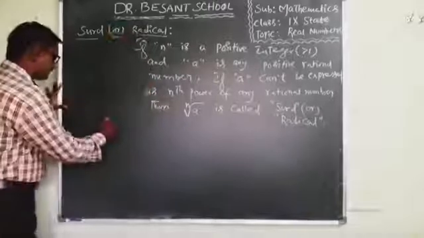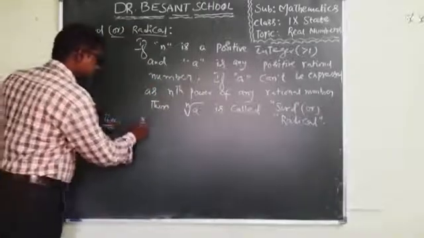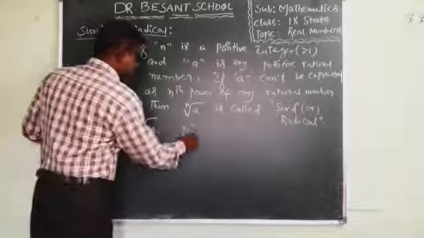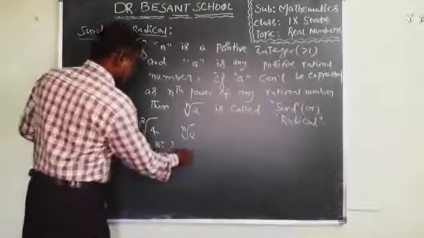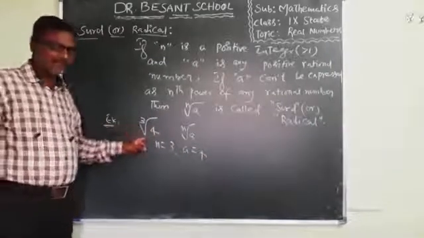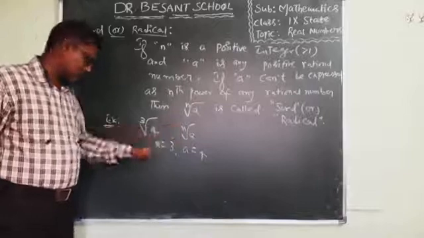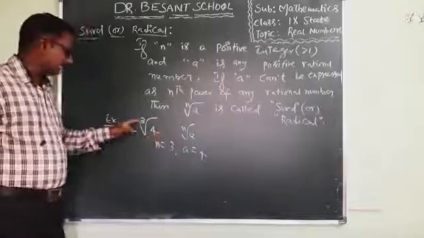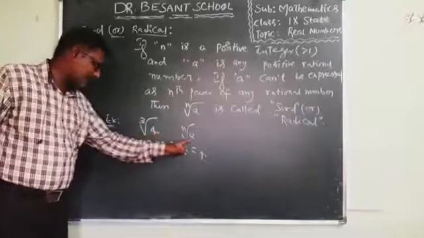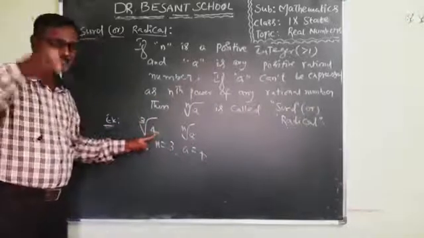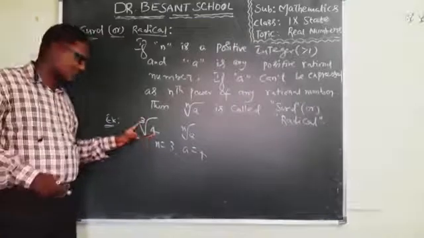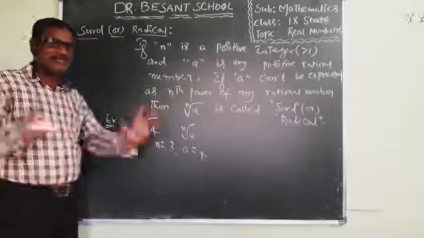For example, this is the cube root of 4. Comparing with the nth root of a, n is equal to 3 and a is equal to 4. Here n is a positive integer and a is also a positive rational number. If 4 cannot be expressed as the third power of any rational number, then the cube root of 4 is called a surd or radical.